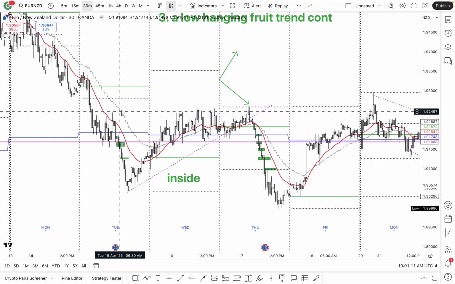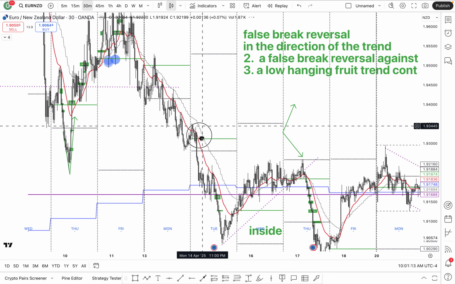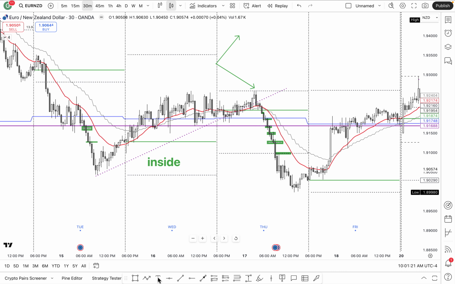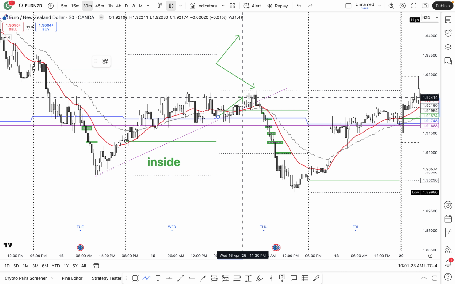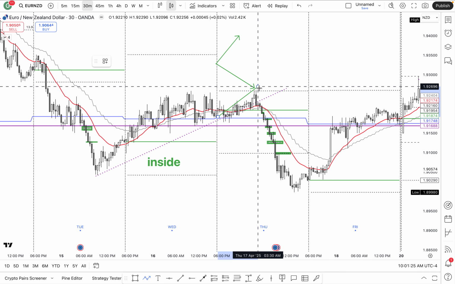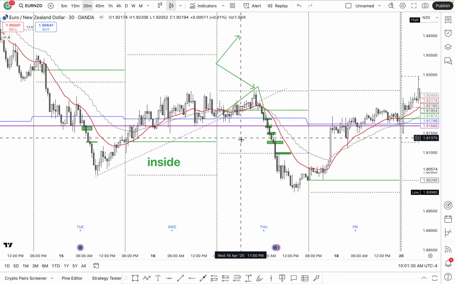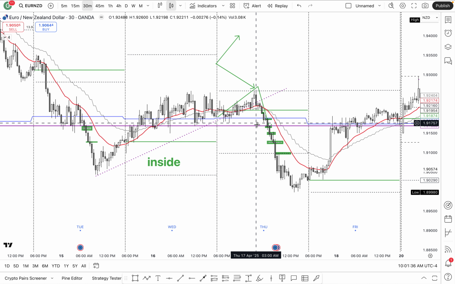So now an example is here. We had an inside day. The trend is down, you can see that it's down. Now the market moves with the momentum, it takes the momentum up and broke out of previous day's high and fails immediately. Now, a false break reversal is a reversal that fails immediately. So the market breaks out and fails immediately.